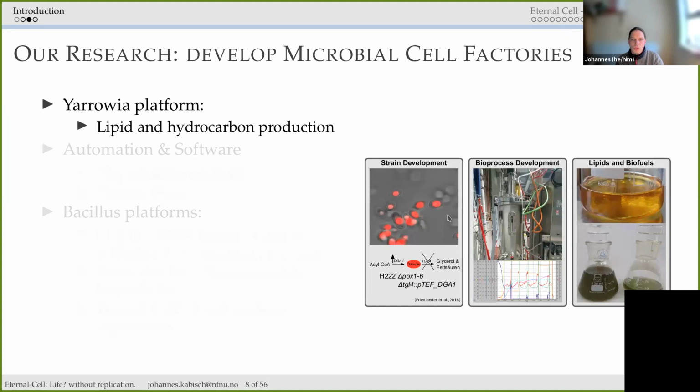Yarrowia lipolytica is a so-called oleaginous yeast. You can see here, this red stain is Nile red stained lipids, so it can accumulate large amounts of lipids. We do genetic engineering with this, but we also do bioprocess development, and then look at what we can do with the products. This was kind of my starting place in Greifswald, and we still continue working with that.